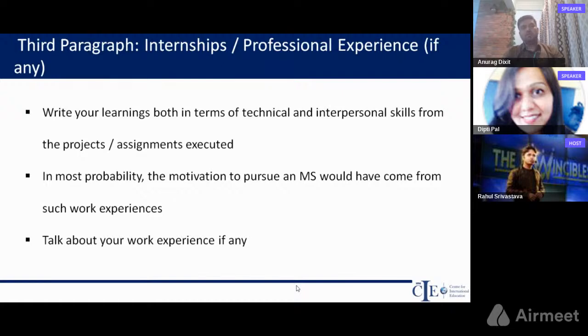Now, if we come to the third paragraph, where you will be talking in depth about the internships and any professional experience. There are a lot of students who have gained 1 or 2 years of experience or even more, and then they apply for a master's degree, right? So this will apply to them as well. Internships are a kind of mini job. You get maybe 3 months or 6 months of internship in a company where you get exposure to the actual working standards, and you learn a lot of things on the job.